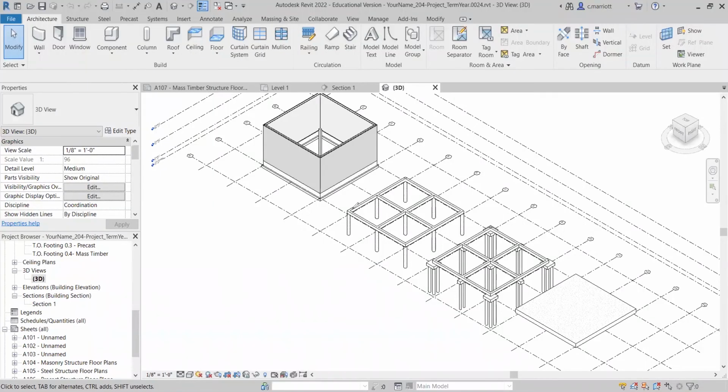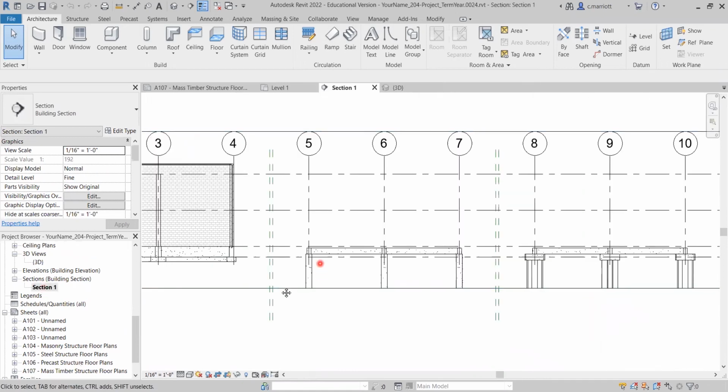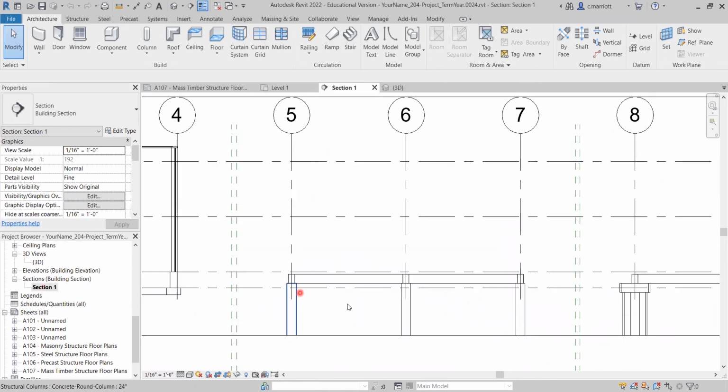So in our structure, we are going to be adding columns at each of these caisson locations. So there'll be 9 columns. And similar to the diagram that I just showed you, they will be 2 stories high. And let's see here, let's go to the section. Okay. So they're going to go from level 1 up to our level 3.